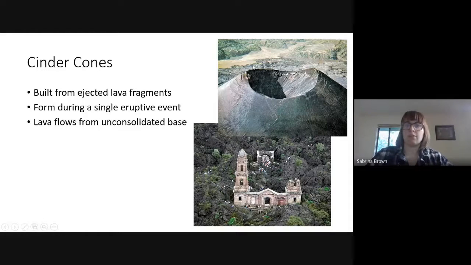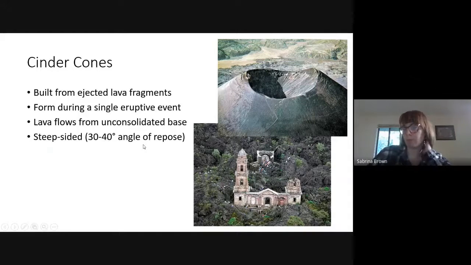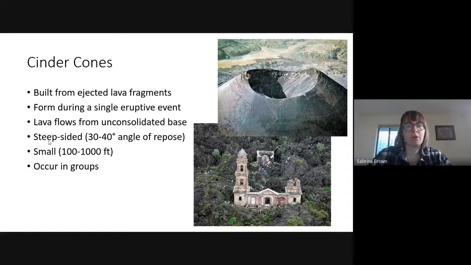So these cinder cones are made up of just pieces of pyroclastic material that aren't stuck together. And so the lava can't flow from the top, it has to flow from the bottom. They have really steep sides. And so what that means is that they look really interesting on the landscape when you see them, because they look kind of unnatural because they have these really steep sides. They're relatively small and they commonly occur in groups.